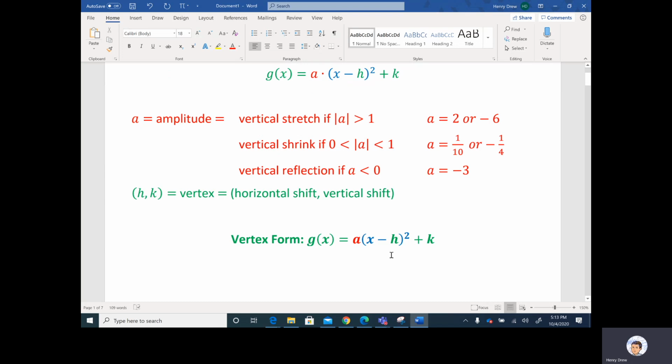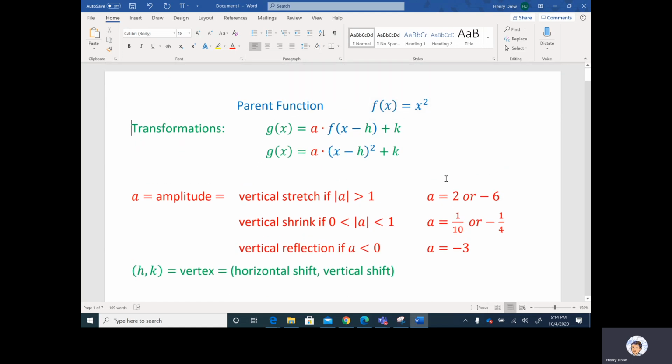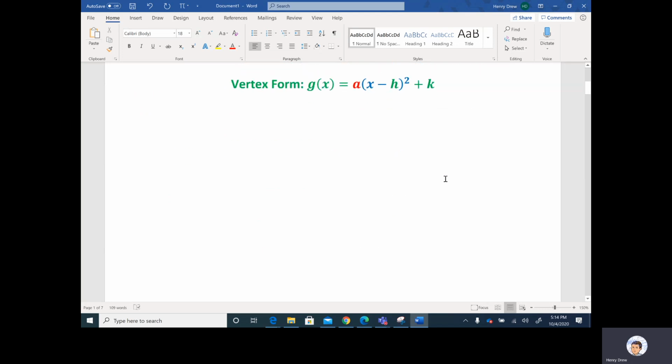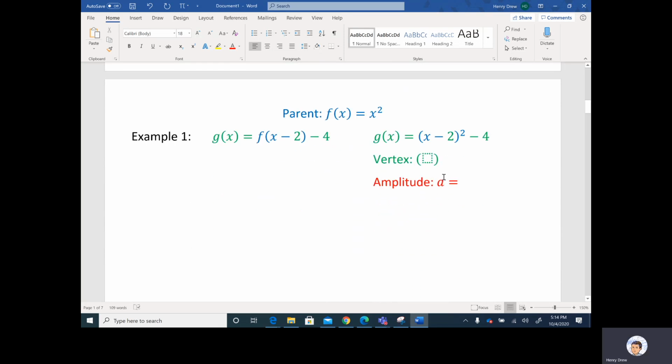So our vertex form is going to look as it's written on the screen now, and it doesn't need to be g of x, but if we consider f of x to be our parent function, the next letter alphabetically is g. If we're going to transform it, g follows f, so we need to know what f looks like. So here is our first example for today. What if we take our parent function, and instead of just having f of x, what if we have x minus 2 inside parentheses and minus 4?